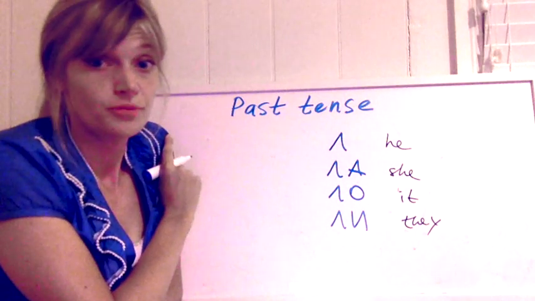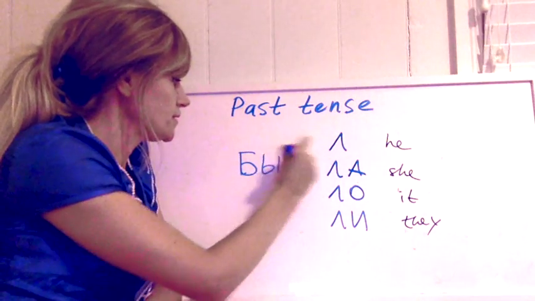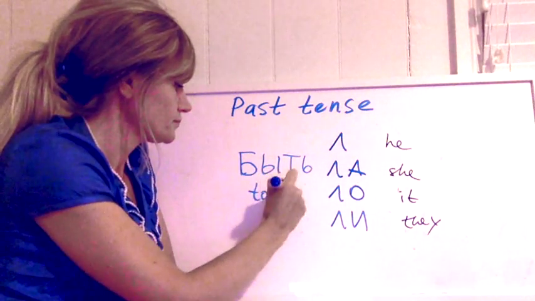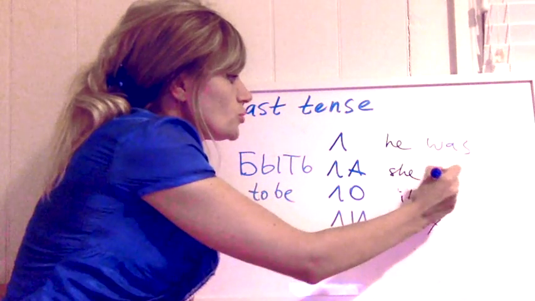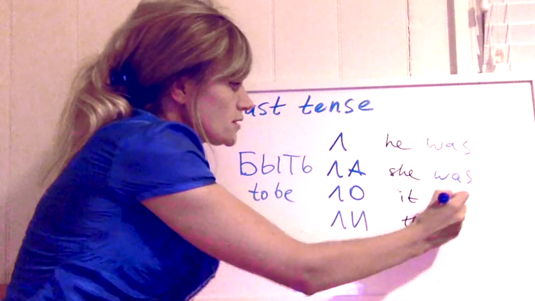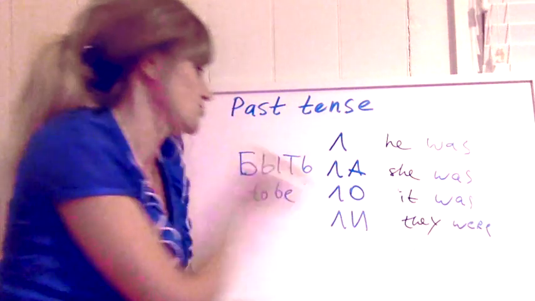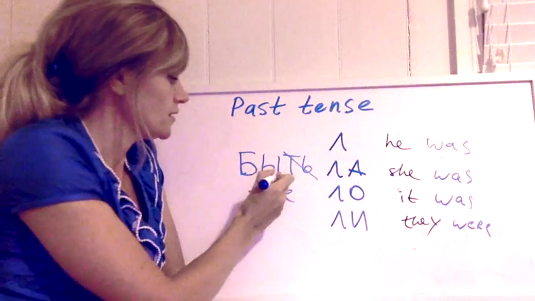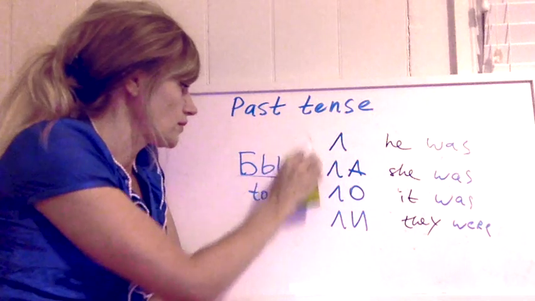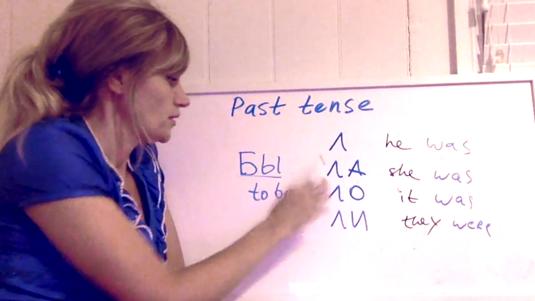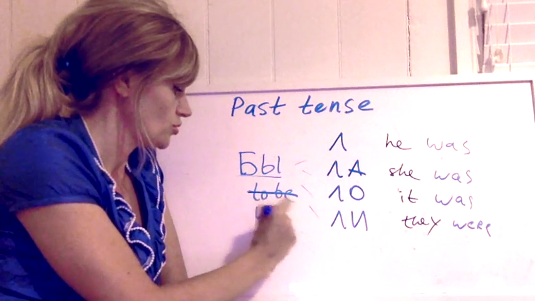Okay, let's take verb to be. Быть. To be. In English, he was, she was, in the past tense it was, and they were. Aha, changed ones. Okay. Take away the ending, take the stem out. And now, with these endings, it transfers from to be to was.